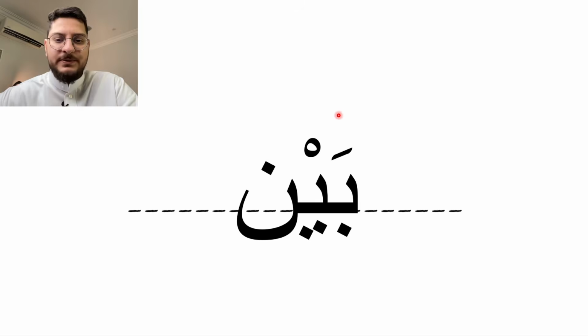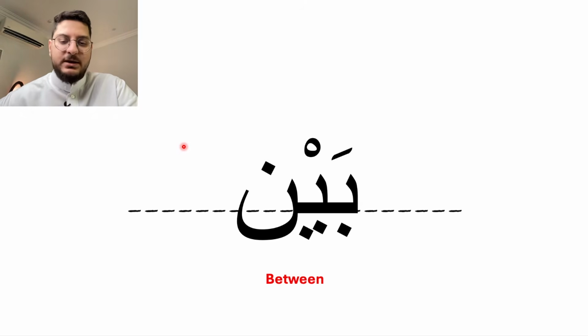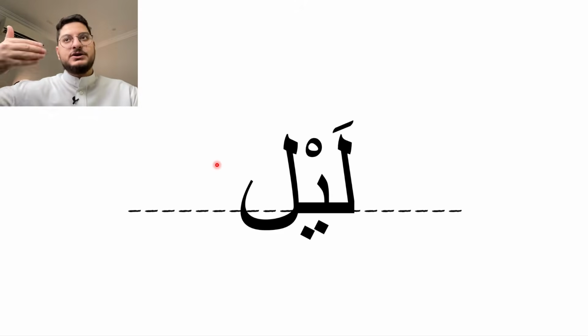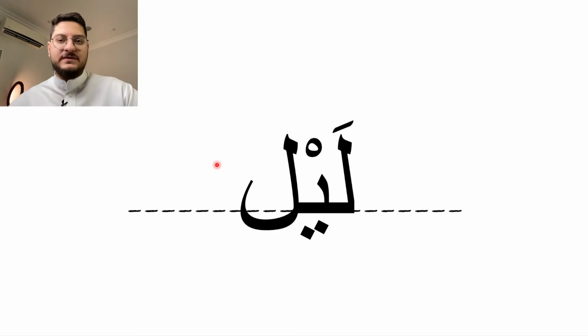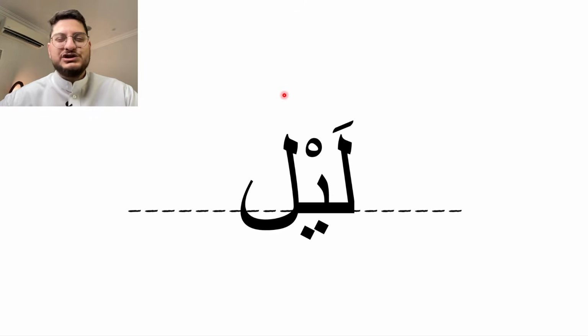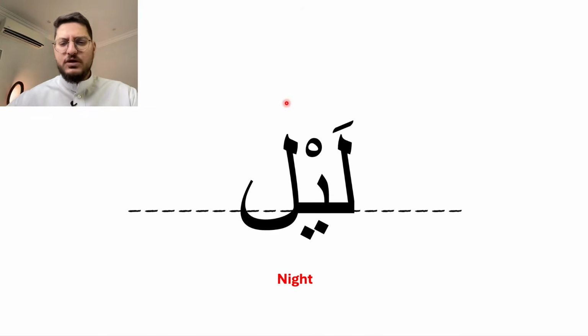Let's look at the second one. Here we have bain. However, in daily life, we say bain, and bain means between. Bain. Let's look at another one. This one is layl. Can you guess how we pronounce it in our daily lives compared to, or based on what we have seen in bait and bain? This would be layl. So we kind of don't like to make the I sound like layl, and we always make it layl, which is night, layl.